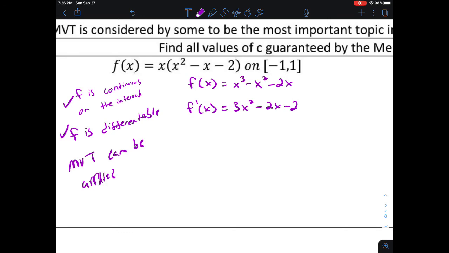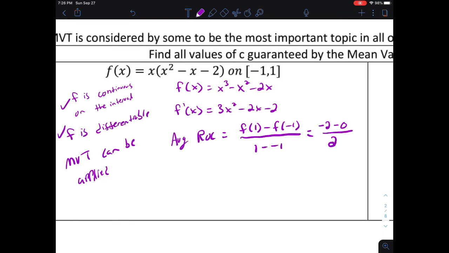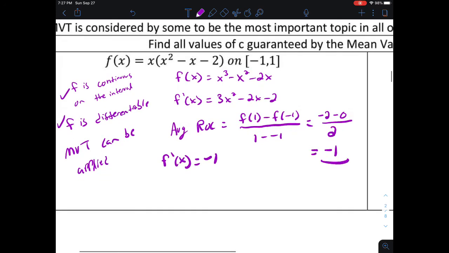which says that there's going to be somewhere where the derivative equals the average rate of change of the function. So we'll find the average rate of change over the interval. That's going to be f of 1 minus f of negative 1 over 1 minus negative 1. So we get those y values and we simplify and we get negative 2 minus 0 over 2. So the average rate of change of the function on that interval is equal to negative 1. The mean value theorem guarantees that there will be somewhere on that interval where the derivative is going to equal that average rate of change of negative 1.